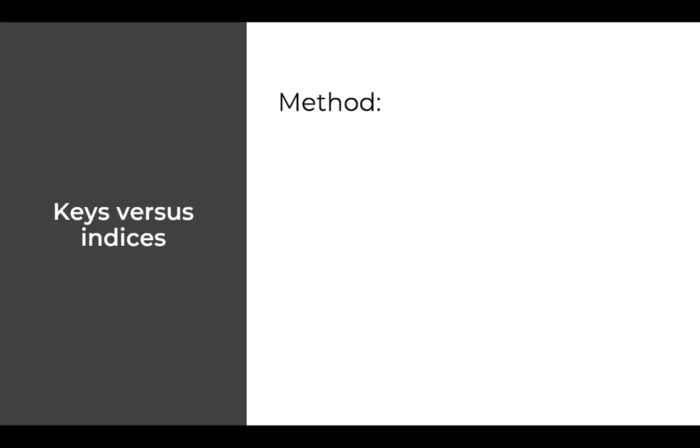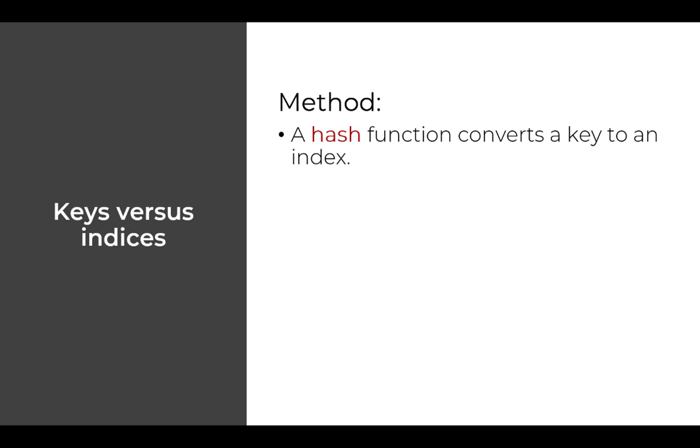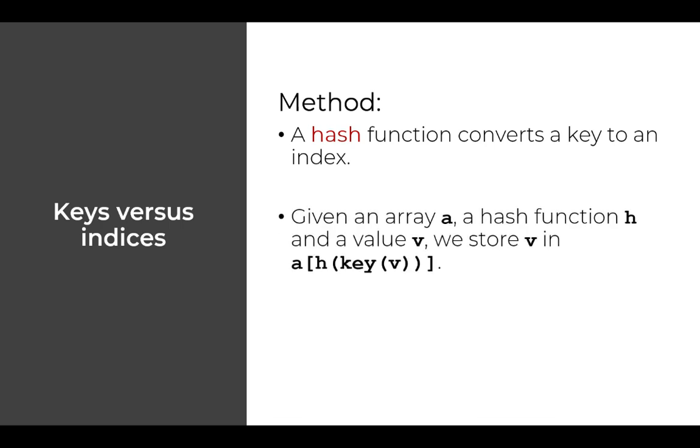The method. A hash function converts a key to an index. Given an array A, a hash function h, and the value v, we store v in the array A at position h(key of v). The function h(key), which takes a key as a parameter, returns an int. The output of this function is in the range 0 to length of A, excluded.